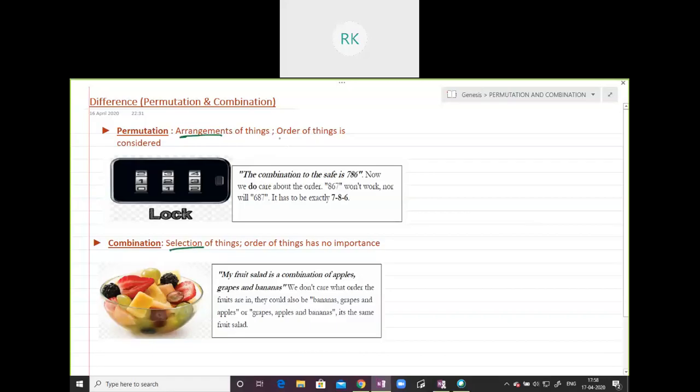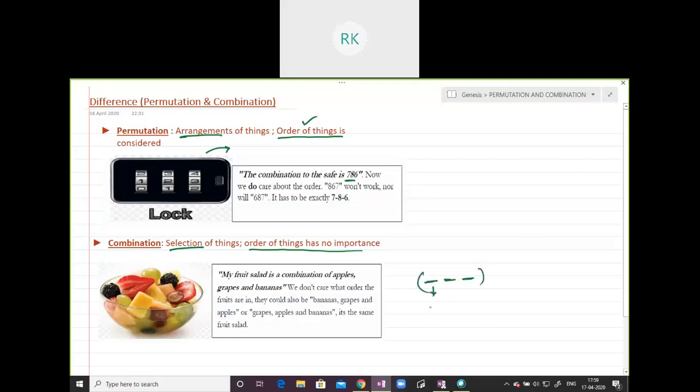The order of things does matter. Order is very, very important. Right? What about here? The order of things has no importance. What is an example? This is one example. There's a number lock, right? This is a number lock. Let's say I set the passcode, that is 786. Now we do care about the order. 867 won't work. Let's say I'm telling you 1, 2, 3, given the 3 slots number lock.